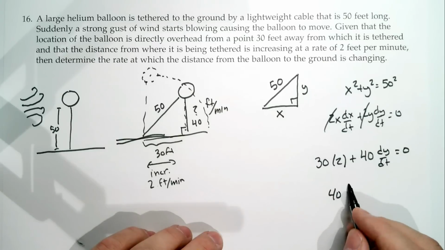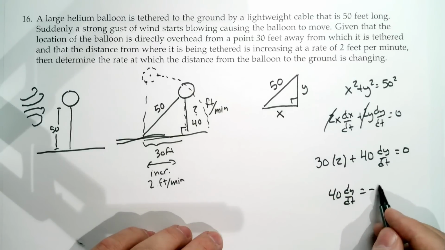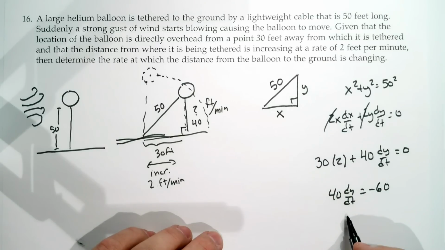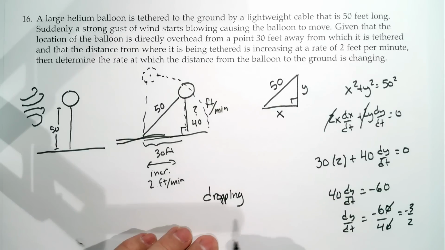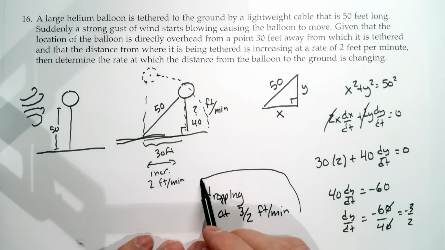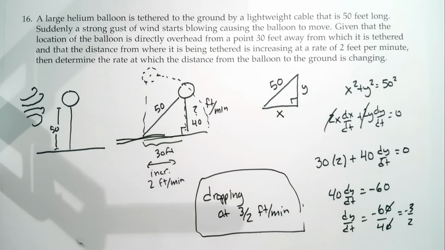So 40 dy/dt is equal to negative 60, or dy/dt is negative 60 over 40. The zeros cancel. And negative 6 over 4 is negative 3 over 2. So we are dropping, and we can use this phrase, dropping at 3/2 feet per minute. And when we say dropping, the sign is embedded into the word. So it is dropping down at 3/2 feet per minute.